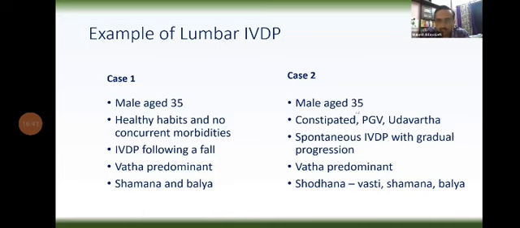Another patient, aged 35, constipated, Lakshanas of Pakvashaya, Gudagata Vata and Udavarta are present. Spontaneous IVDP without any fall, spontaneous IVDP. Vata predominant pathology. But here, the Shodhana therapy in the form of Vasti and Shamana and Balya will be there. But in the previous case there is no role much for Vasti because the Vata Sthana doesn't have any role. The Samprapti was not initiated from the Vata Sthana. The Samprapti was initiated from an external injury. So there Shamana and Balya will be enough.